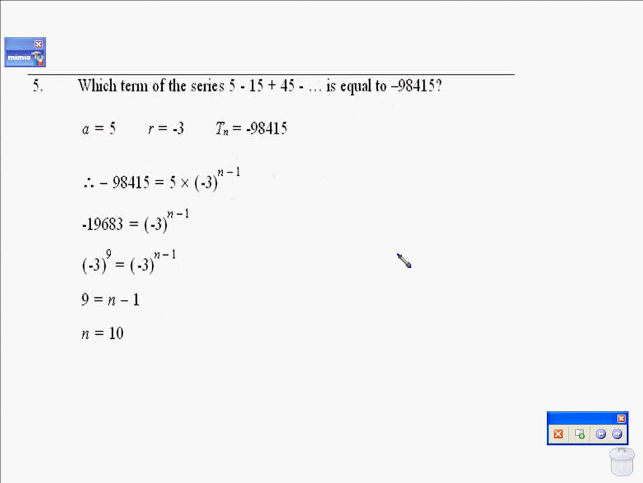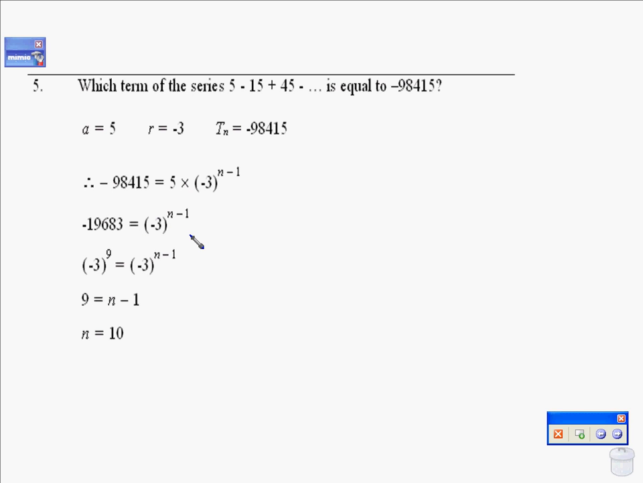Question 5 here: which term of this series is equal to this term? So like in the APs, we've got Tn, and so we find a, we find r, we've got to find n. So we've applied our formula here because we found our first term and ratio, and we know what the term's going to be. So we start doing some arithmetic here. Divide by 5 on both sides, and then we've got to start looking at a way to do it.